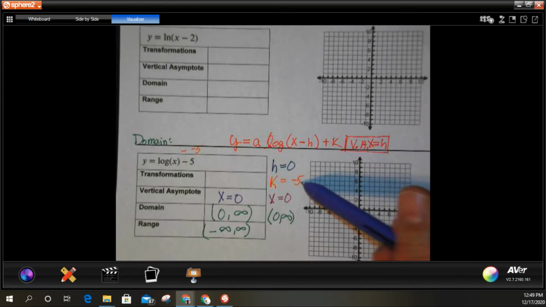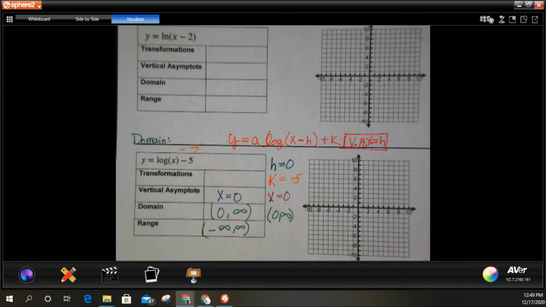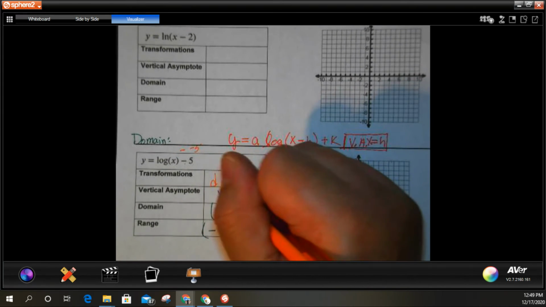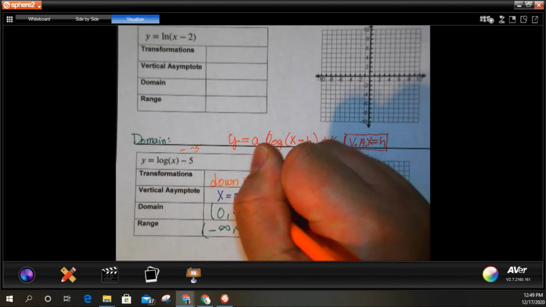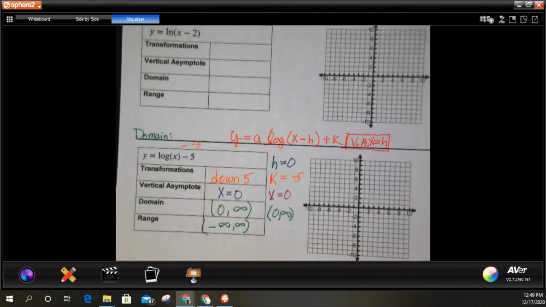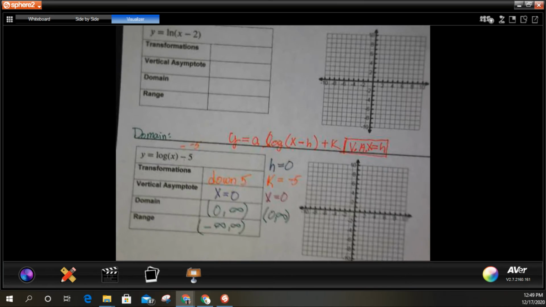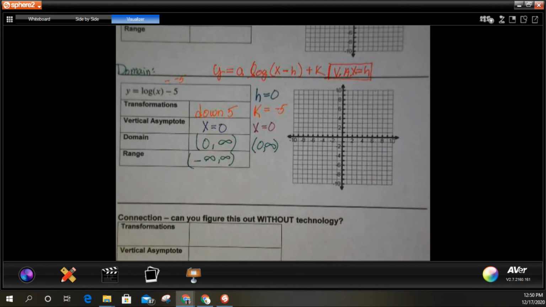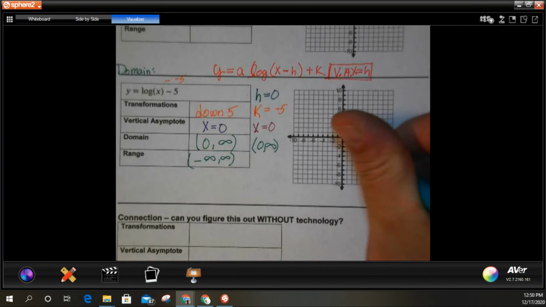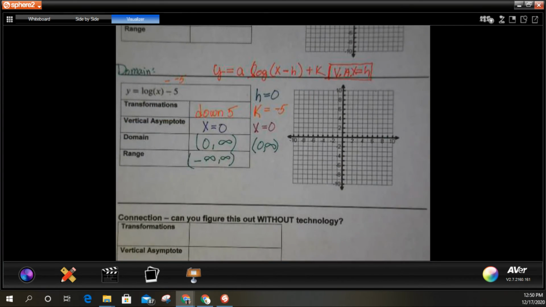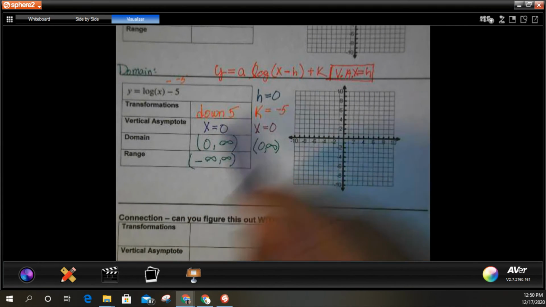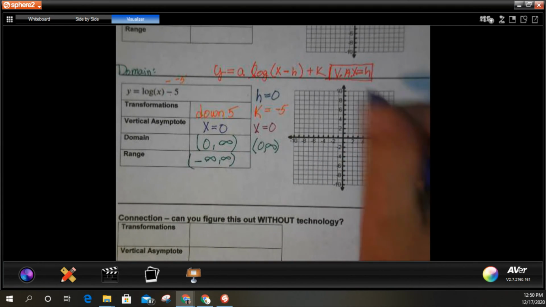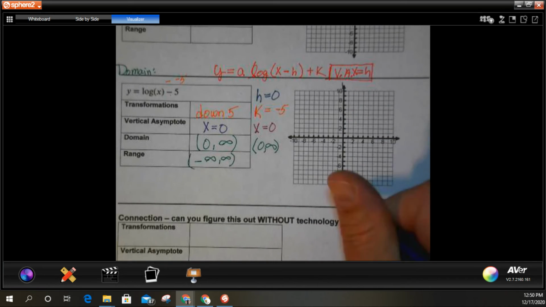Now I could do this without the calculator. Okay, let's see. Vertical asymptote: x equals 0. x equals 0 is our y-axis. This is x equals 0. It's going to go down negative 5.